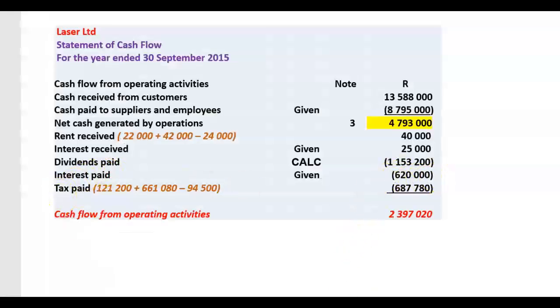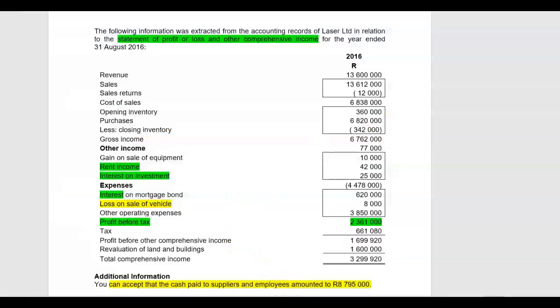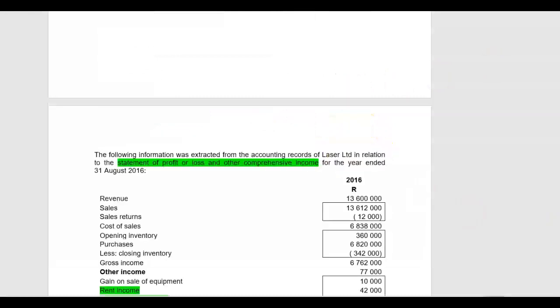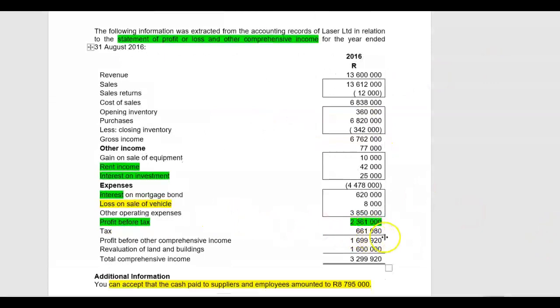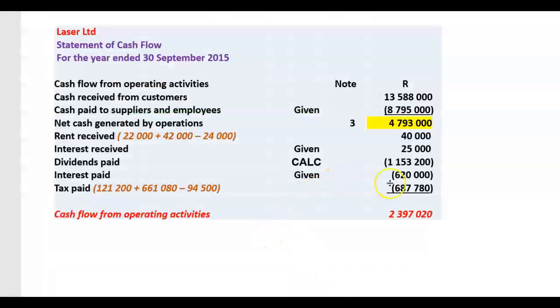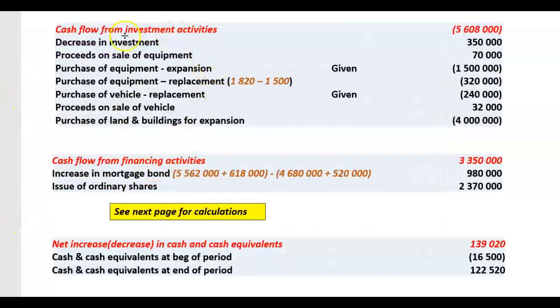And then tax paid. Well, tax is also quite straightforward. We had an opening balance of 121,200. So it's the 121,200 plus our tax of 661,080 in the income statement, less our closing balance of 94,500, and that will give us actual taxation paid for the year, 687,780. Right, now over and above the dividends, we have done everything in this section. We have done everything in the investment activity section. So let's move to the financing activity section.